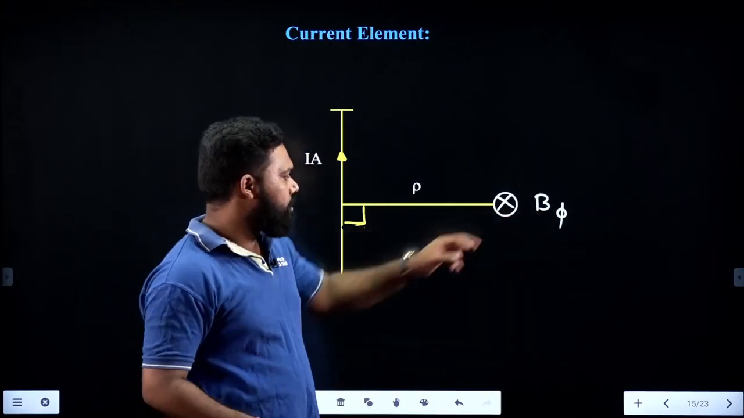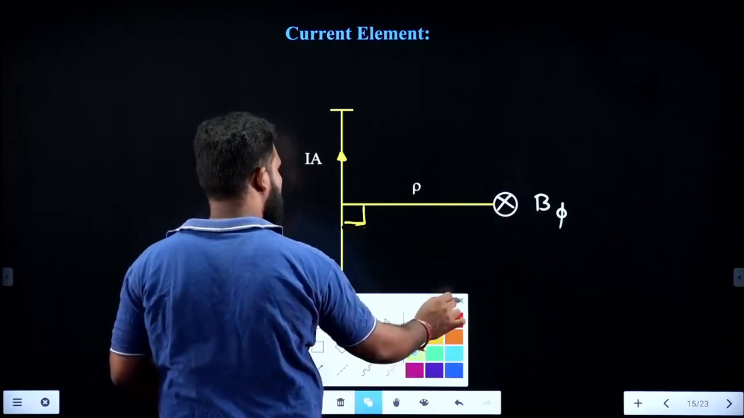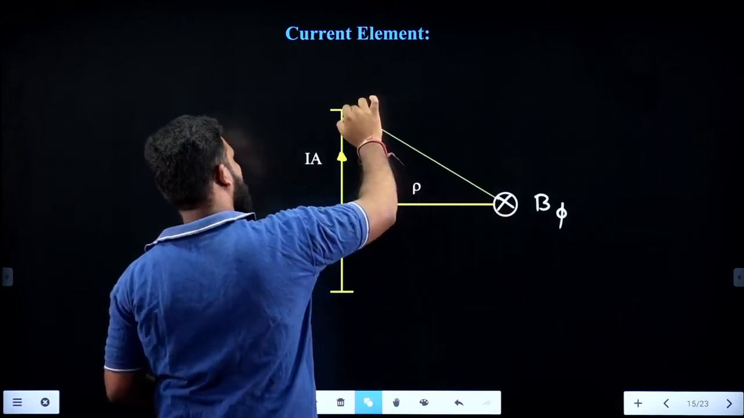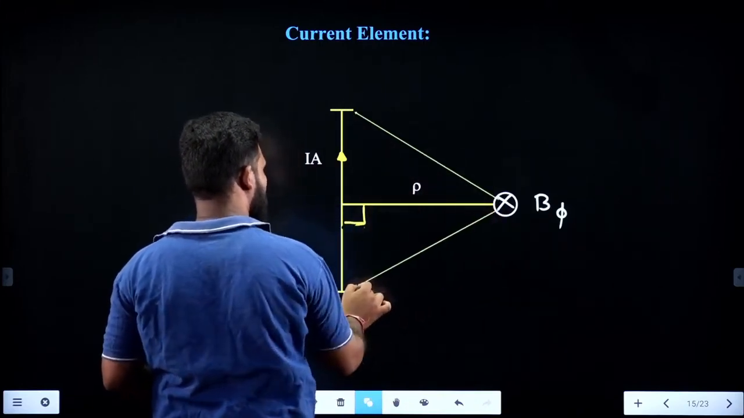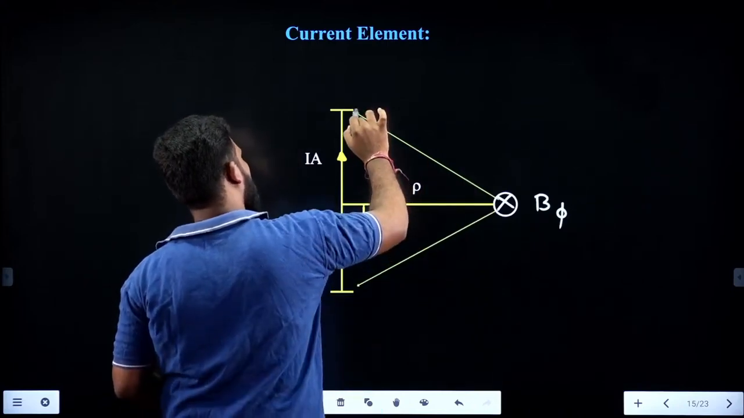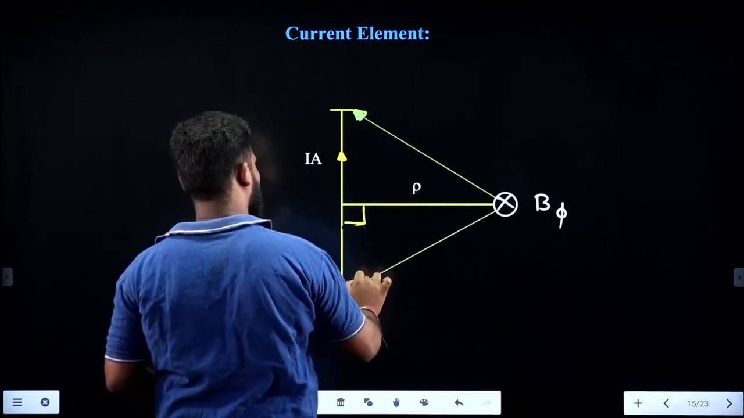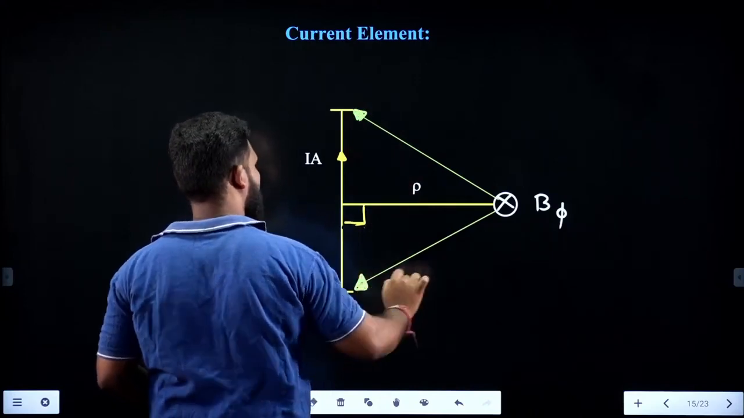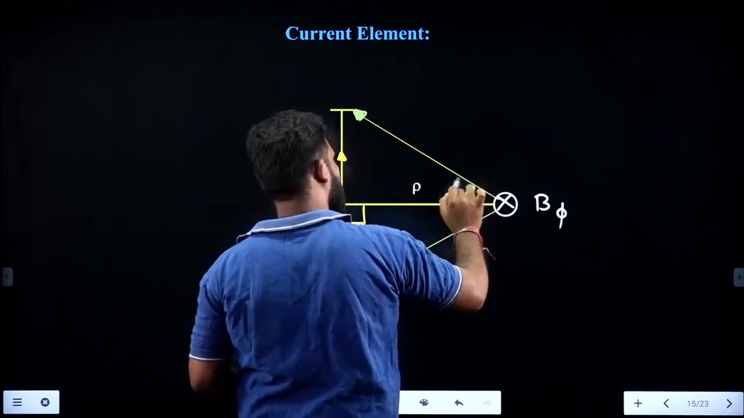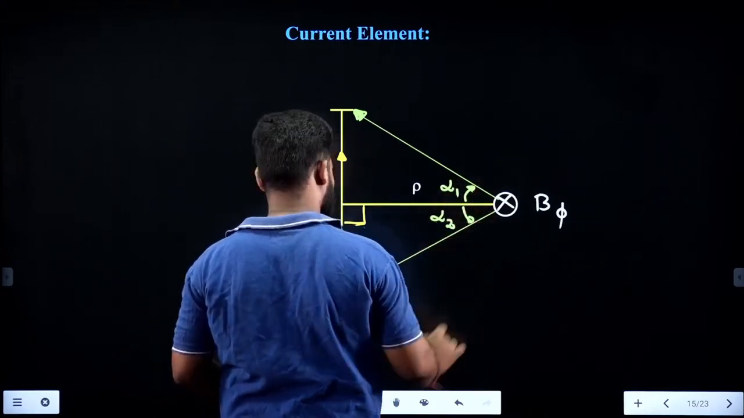So for the expression for B phi, after some derivation, you are going to get the magnetic field expression something like this, which will be dependent on these angles and this angle, the angle made with respect to the corners. What is this angle? Let us say it is alpha 1. This angle is alpha 2.